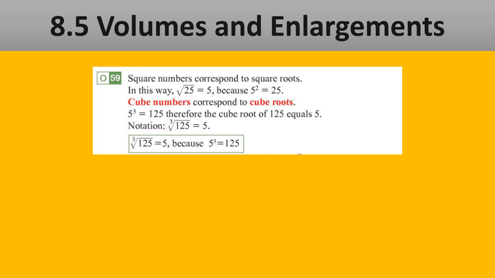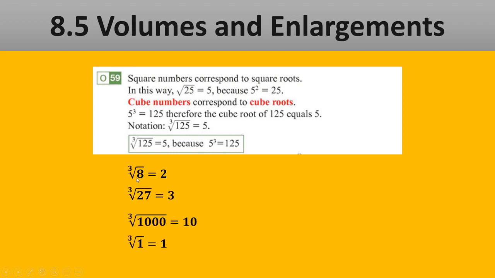They are for taking a look at numbers like this. The square root of 25 is 5 because 5 squared is 25. Cube numbers correspond to cube roots. For example, 5 to the third is 125. Therefore, the cube root of 125 equals 5. So the cube root of 125 is 5 because 5 to the third is 125.